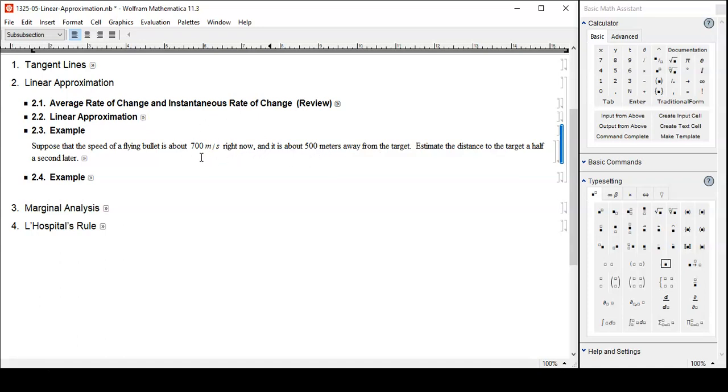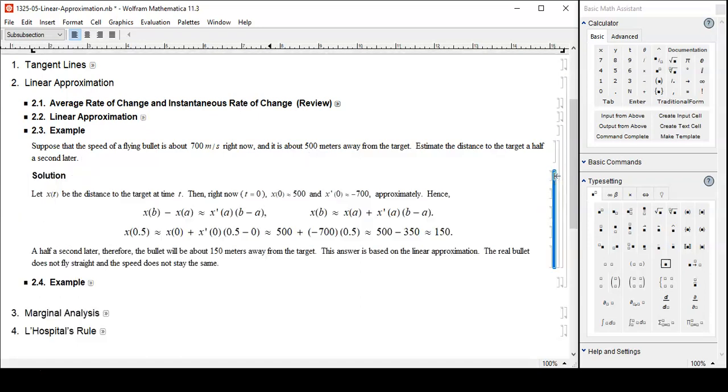The bullet is traveling 700 per second, so in half a second, it must have flown 350 meters per second, excuse me, 350 meters, not miles per hour or miles per second. And then it was 500 meters away. So my mental math tells me it's going to be about 150 meters away from the target. Indeed, it turns out that's a computation we're going to end up doing.